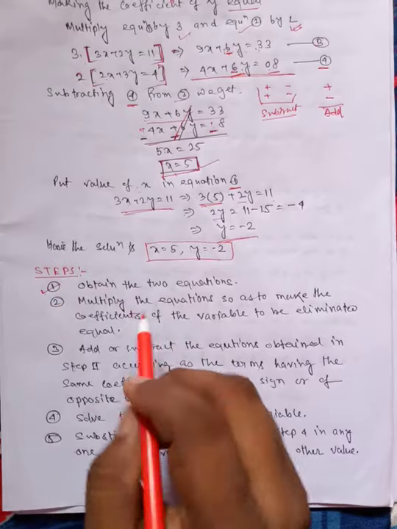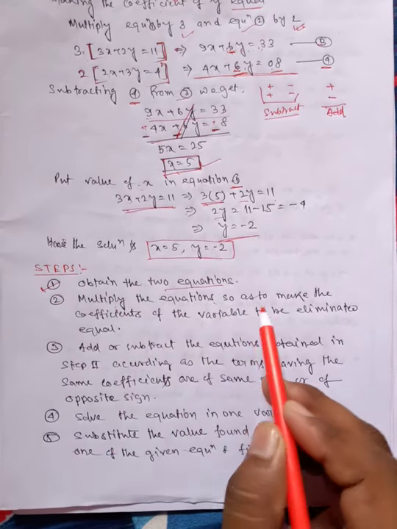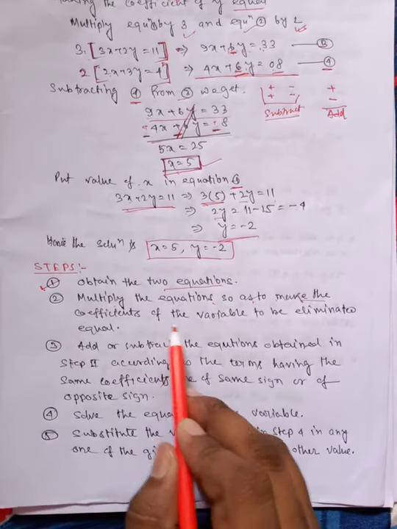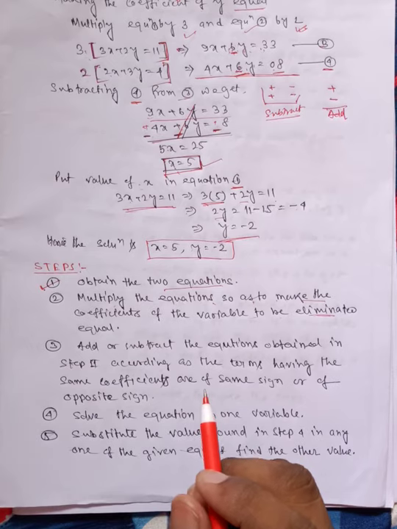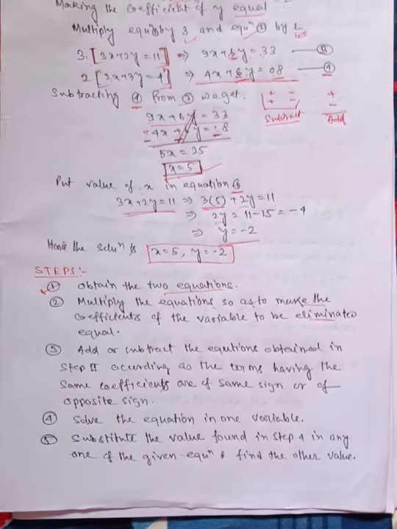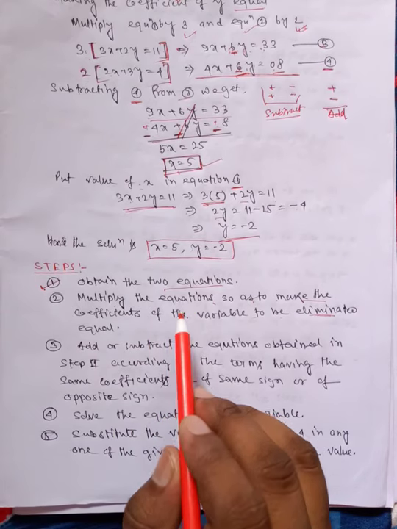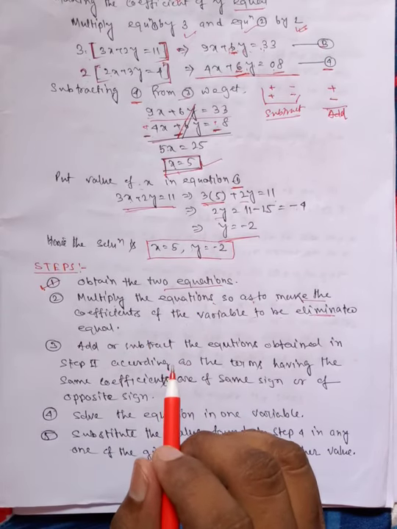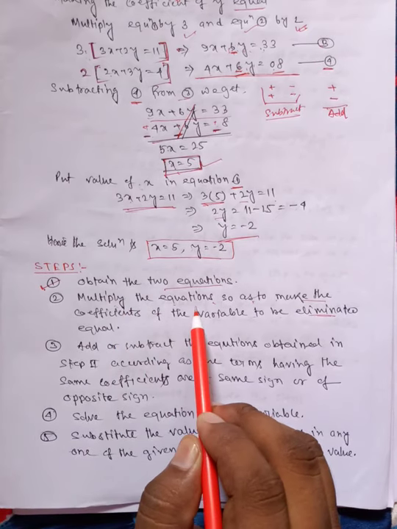Now we are going to discuss the steps, whatever we have done above. The first step is to obtain two equations. So write the equations, then multiply the equations so as to make the coefficient of the variable to be eliminated equal. Suppose you want to eliminate x, so you have to equalize the coefficient of x. For that you have to multiply the equations by some number.